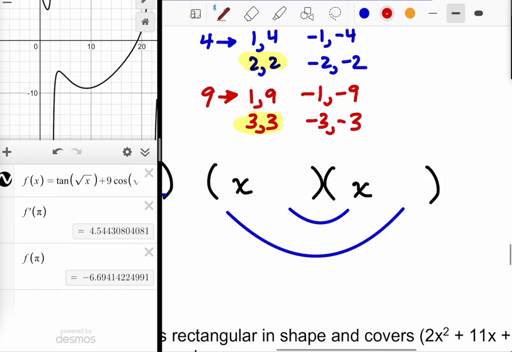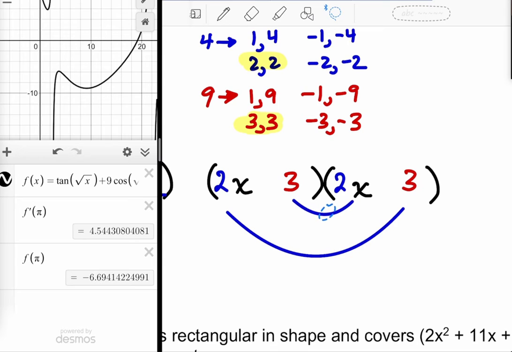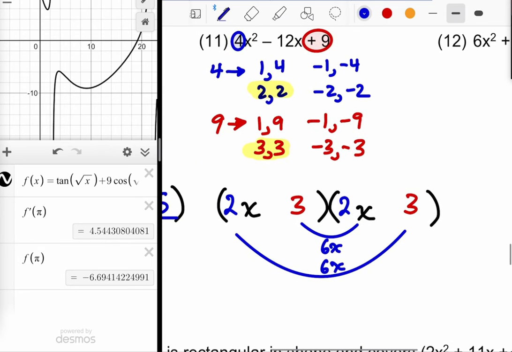All right. So if I put the 2 and 2 here, the 3 and 3 here, we check our products, we get 6x, 6x. I need a negative 12x. All right, well, 6x and 6x will give me a 12x positive. I need them to be negative. So let's make them negative.